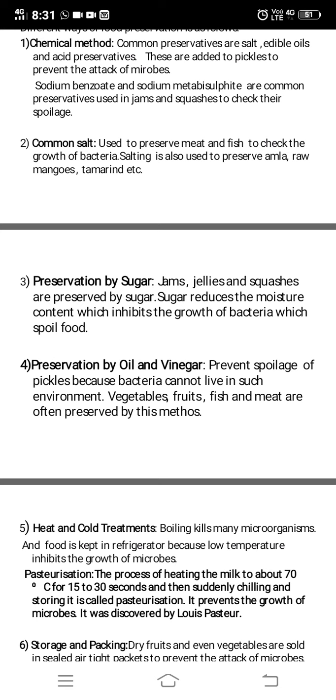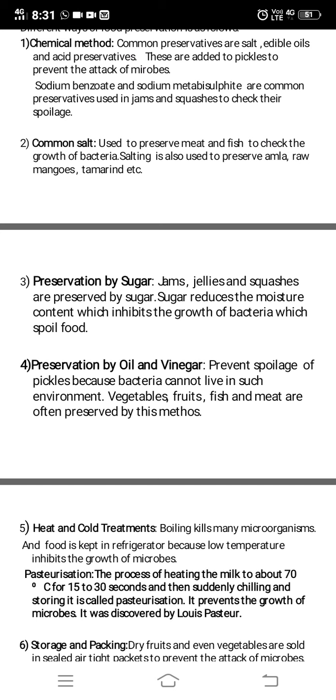Then there is a word which is called pasteurization. You might have seen in milk packets, pasteurized milk is written. Now what is pasteurization? The process of heating the milk to about 70 degrees centigrade. First, the milk is heated to about 70 degrees centigrade for 15 to 30 seconds, and then suddenly it is chilled. Chilled means it is made cold. Suddenly it is chilled and then it is stored. So this is called pasteurization. So that is why you get pasteurized milk.